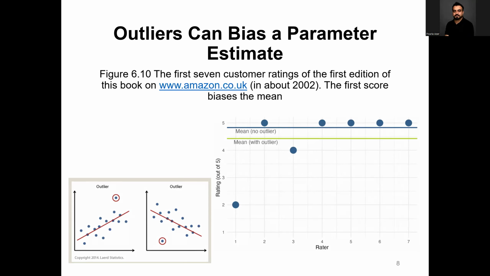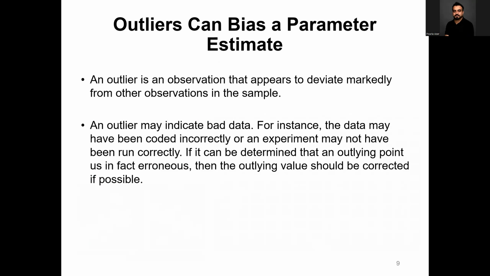So first thing, we have to make sure that our data has no outlier. We have to make sure that our raw data set is free of outliers. Otherwise, outliers will draw our estimates toward themselves. So an outlier is an observation that appears to deviate markedly from other observations in the sample.